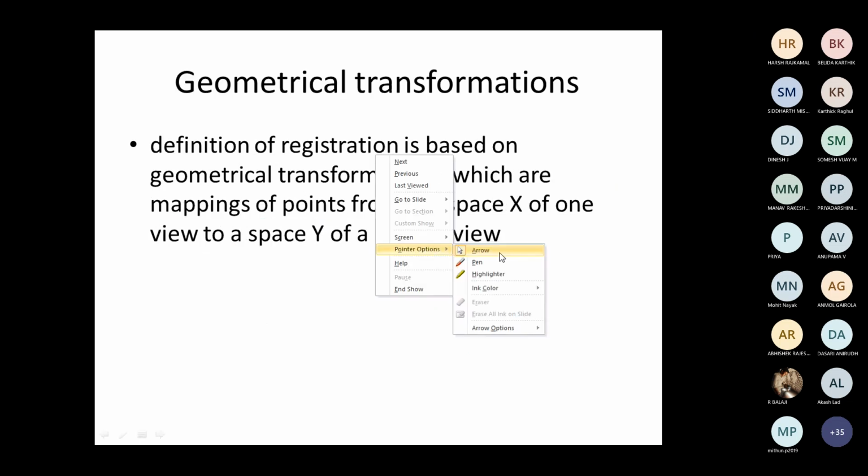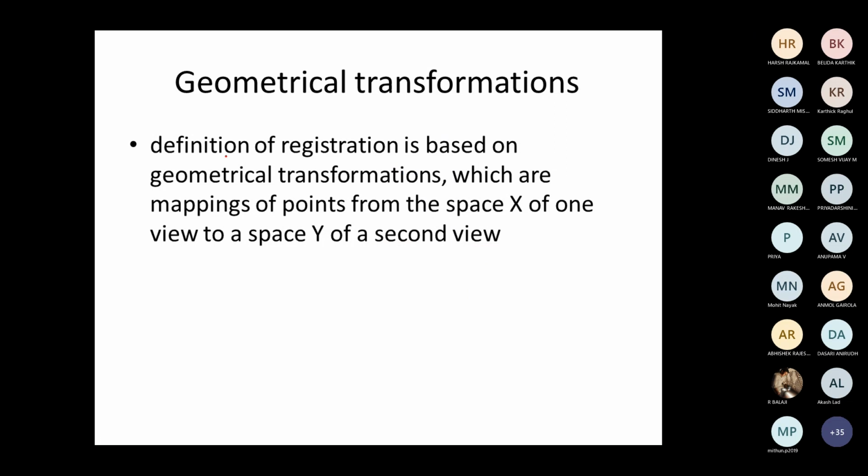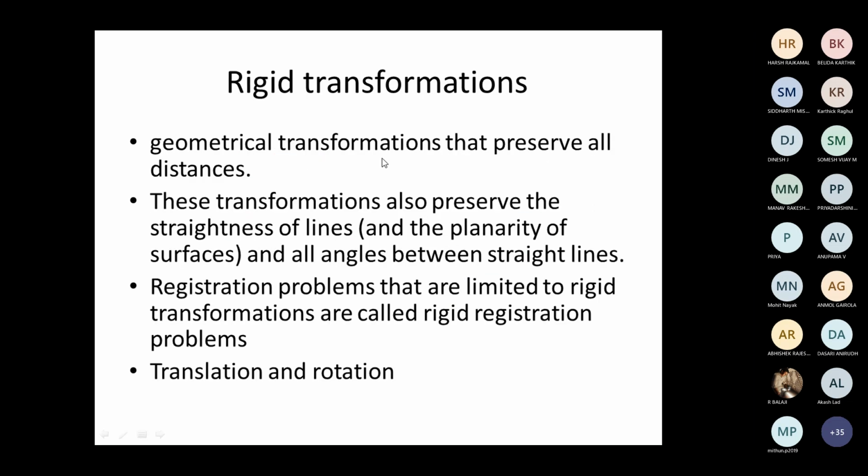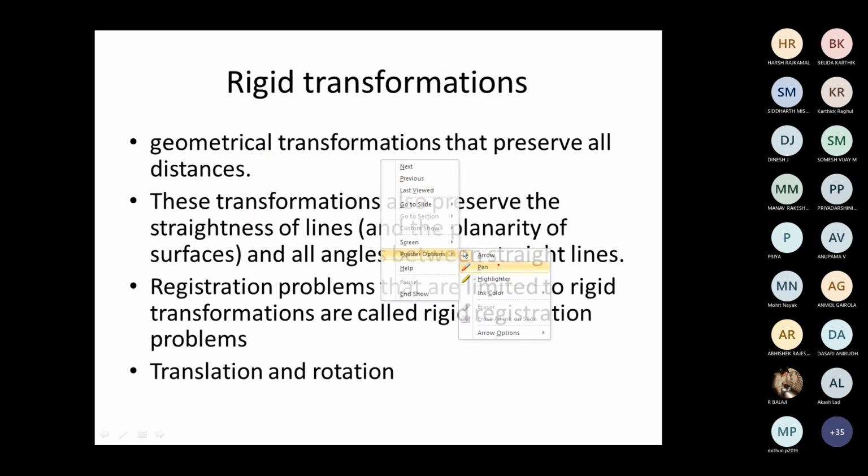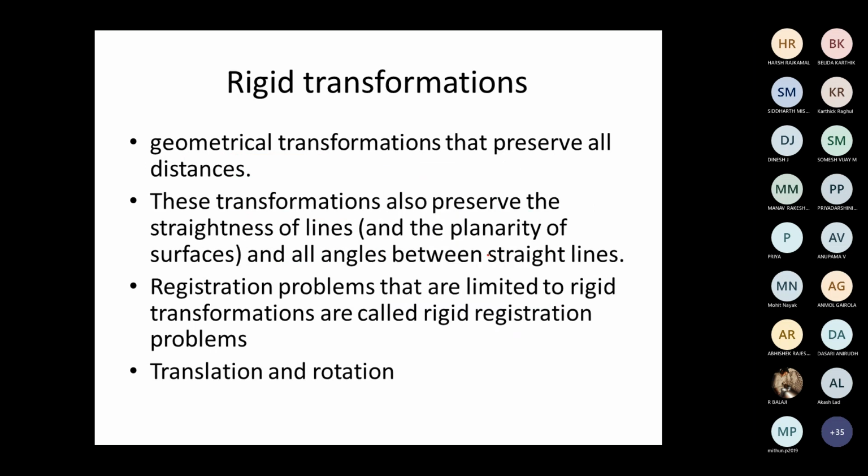So we have already seen the geometrical transformations. The definition of registration is based on geometrical transformations, which are mappings of points from space X of one view to space Y of the second. And in geometrical transformations, we have different kinds of transformations: rigid transformations, non-rigid transformations, curve transformations, projective transformations. So all those will come.